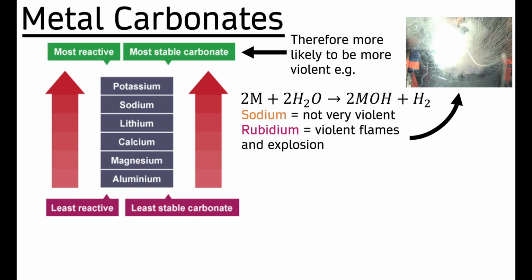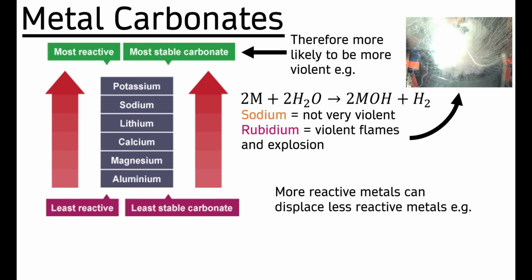This also works in a displacement reaction, where a more reactive metal will replace the lesser metal. For example, here, where aluminum trichloride and potassium metal react to form potassium chloride and aluminum metal.